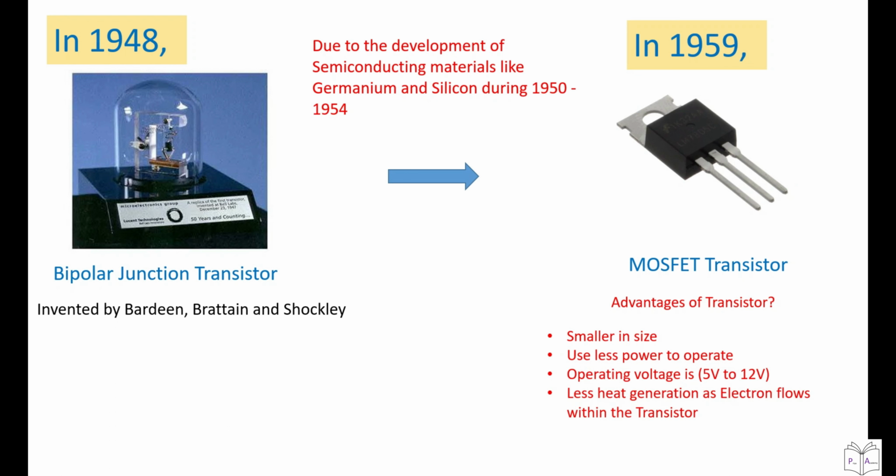And less heat generation. Since the electrons flow within this component and there is no need for electrons to come out from the cathode and reach the anode, it produces less heat. More reliability. Manufacturing this kind of transistor is quite easy because it is not complex in design. So that's why the reliability is more.